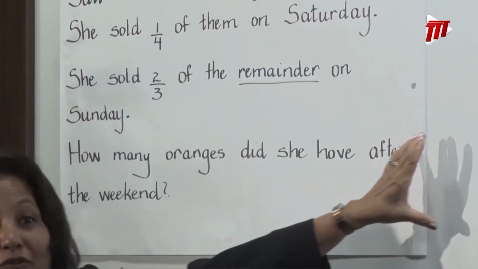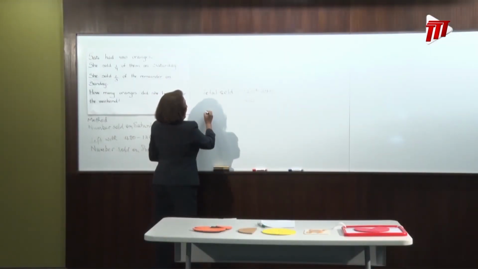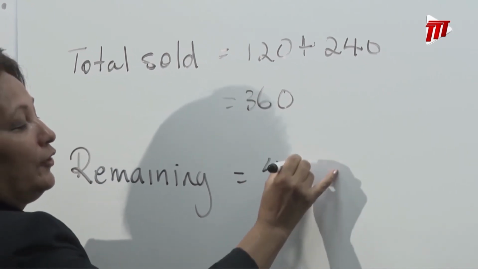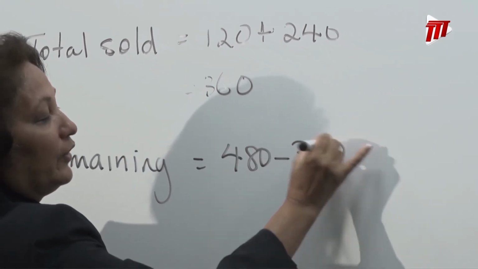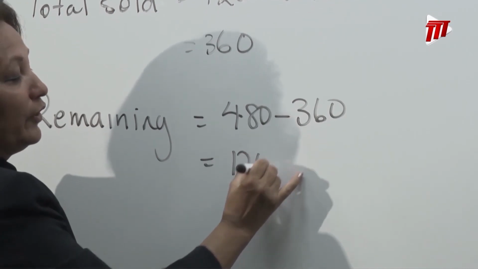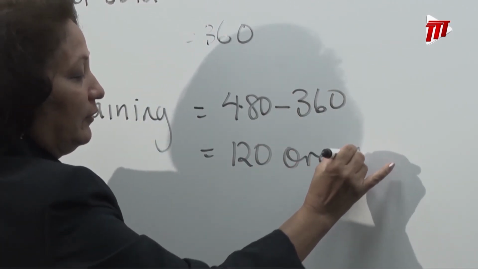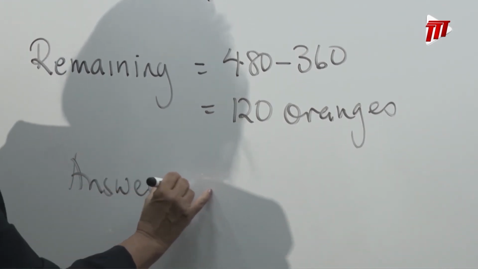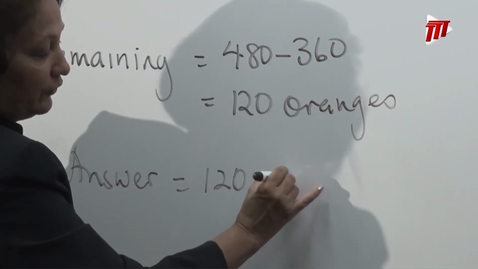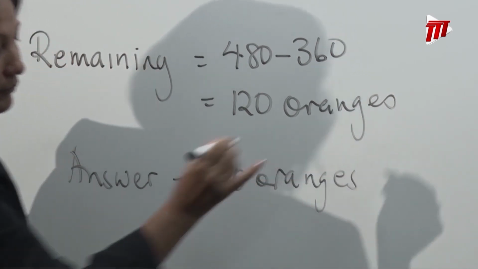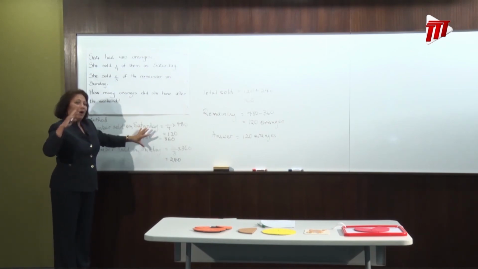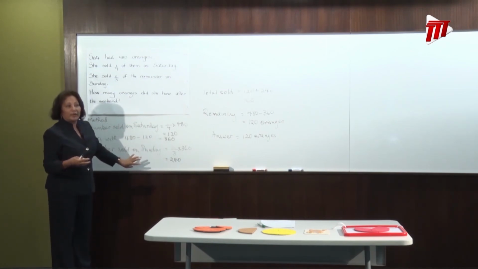So this was what was sold. So she had the remaining, which was 480 minus 360. So she was left with 120 oranges. So your answer was 120 oranges. That's the first method. So this one was a numerical way of working the question.